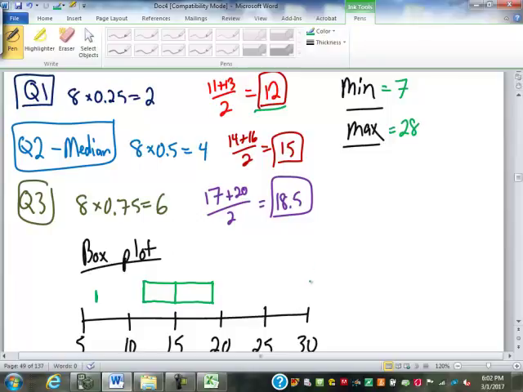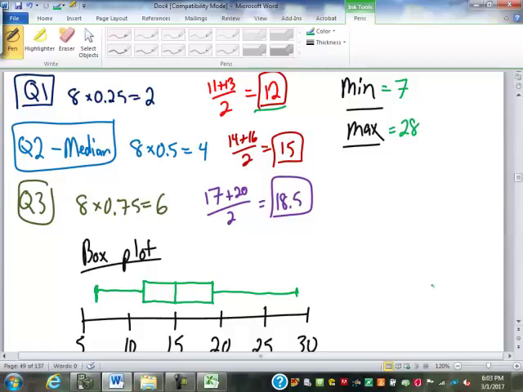Now then, my maximum is 28, so that's right up here. So from the upper end of the box, I extend a line out to that 28. From the lower end of the box, I extend the line down to that minimum of 7. Sometimes this is referred to as a box and whisker plot. Those would be called the whiskers.